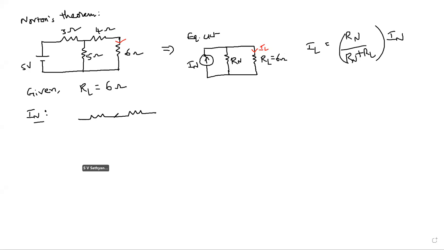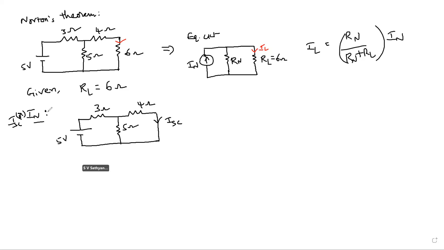Make the load resistance into short circuit. So your load resistance here in the given circuit is 6 ohms. So 6 ohms is getting short circuited. So now how to solve this circuit 3, 4, 5. And your second step is you need to calculate the amount of current which is passing through this short circuit path. That is simply your IN.